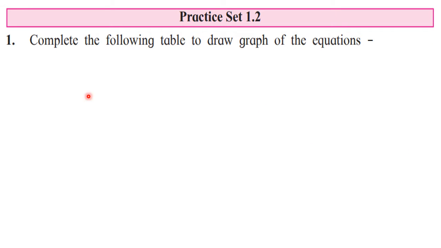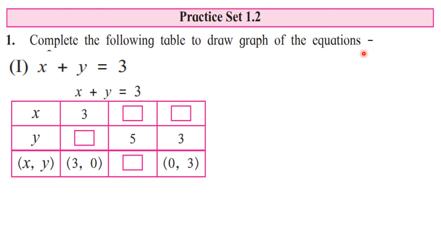Okay, so the very first question here is activity based. Complete the following table to draw the graph of the equations. They have provided the equation and the table, which means ordered pairs are given. Here only 3 pairs are taken. The value of one of the variables is given and you have to find the value of the other variable, which is very easy.